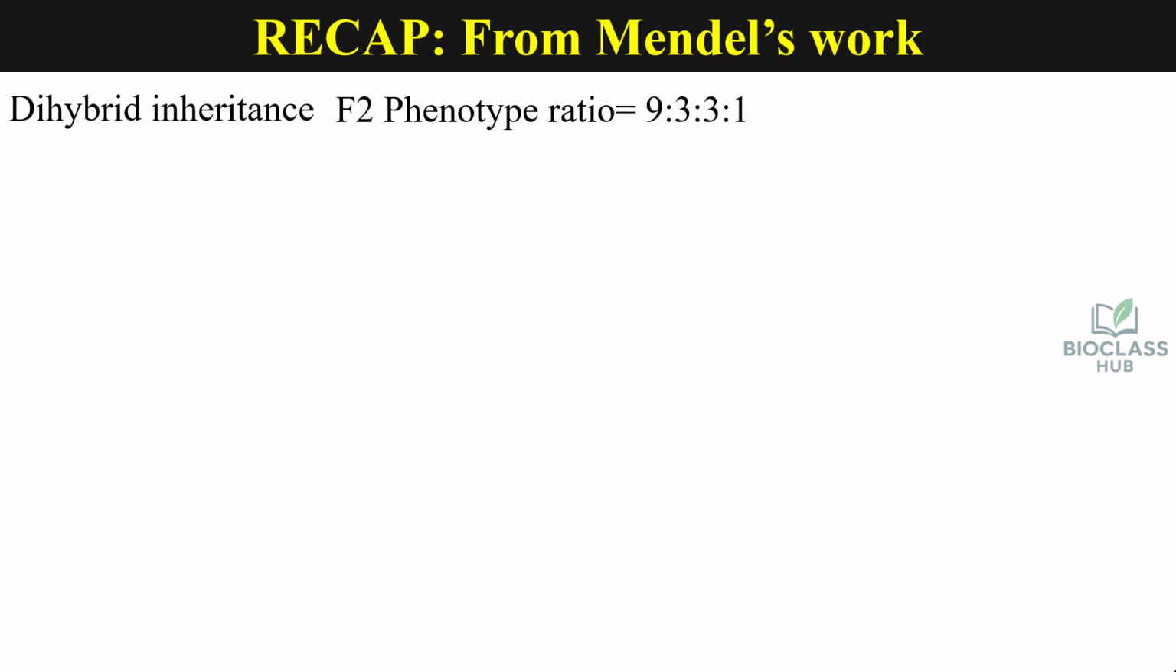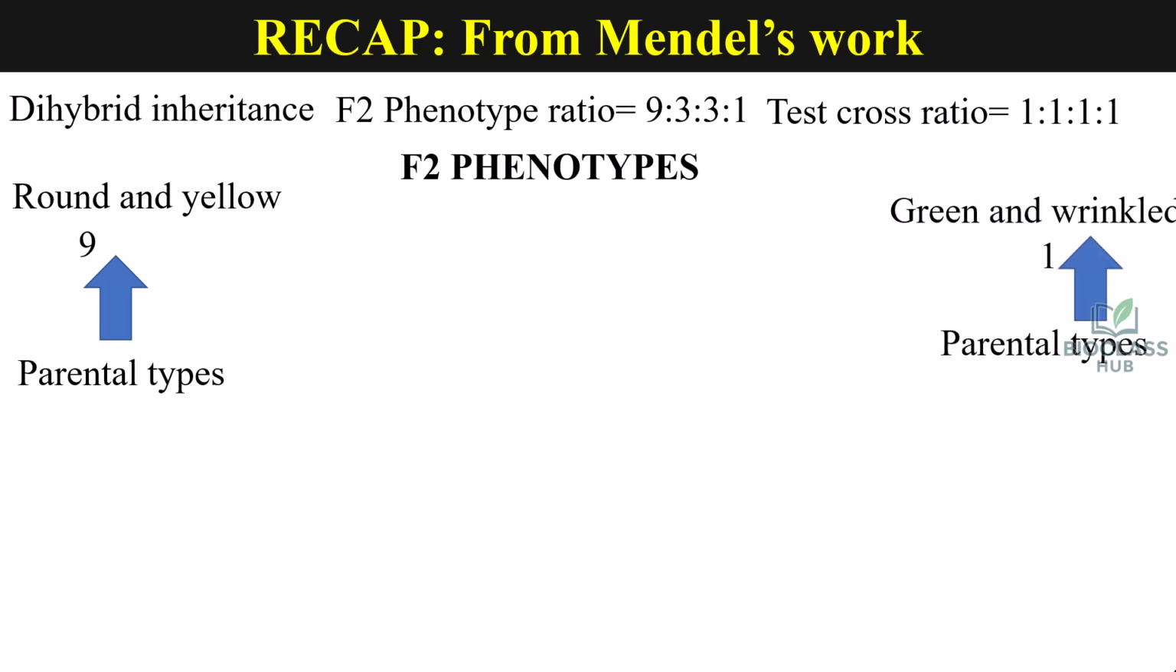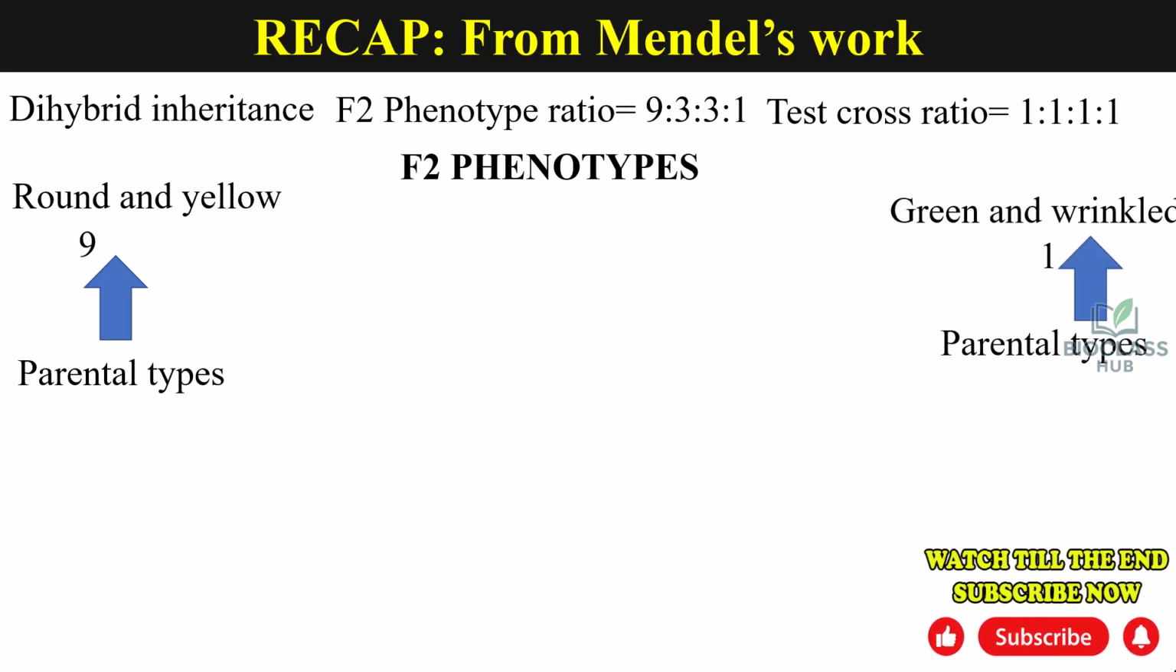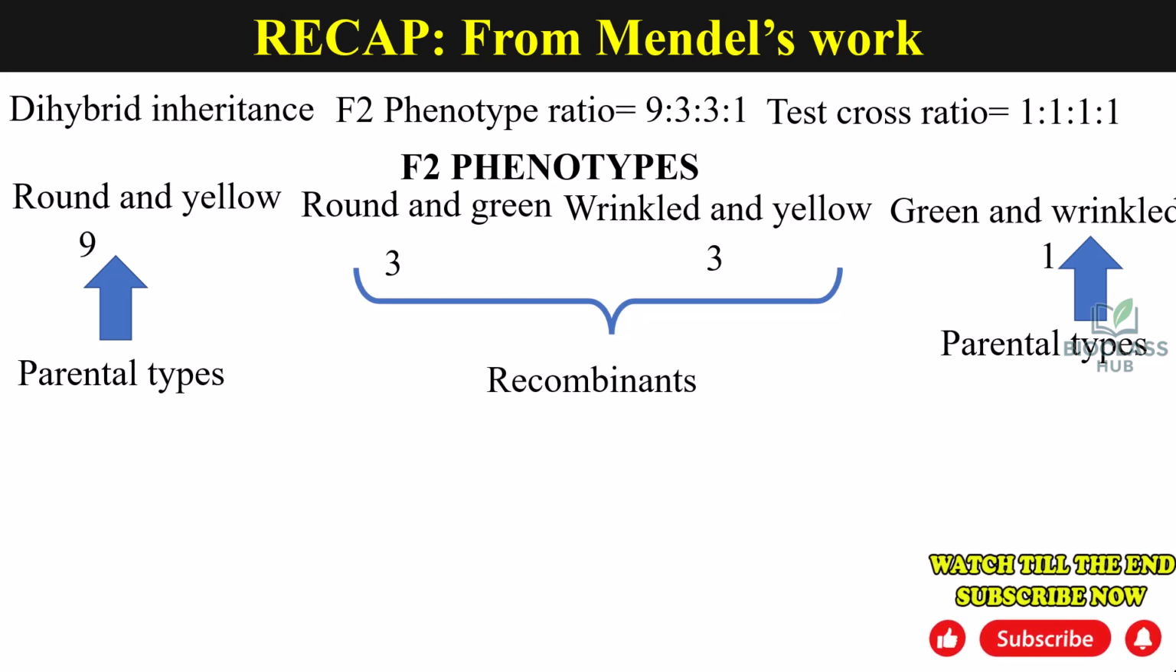The test cross ratio is 1:1:1:1 for the F2 phenotypes. He obtained 9 round and yellow peas and 1 wrinkled green pea. These exactly resembled their parents. He also had 3 round green and 3 wrinkled yellow. These two are different from their parents and are known as recombinants.